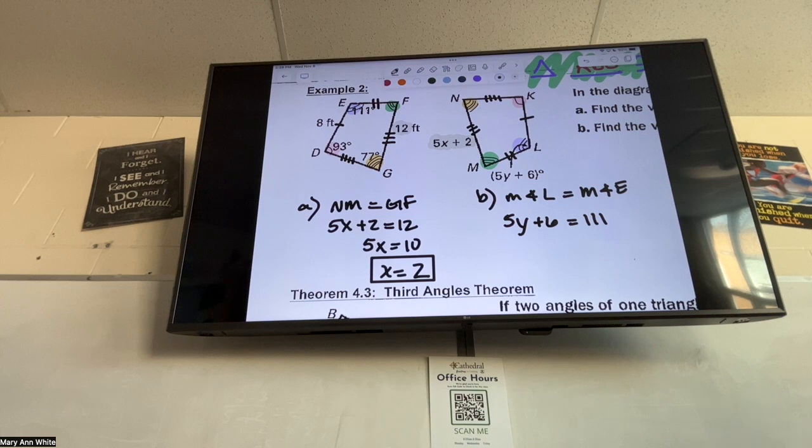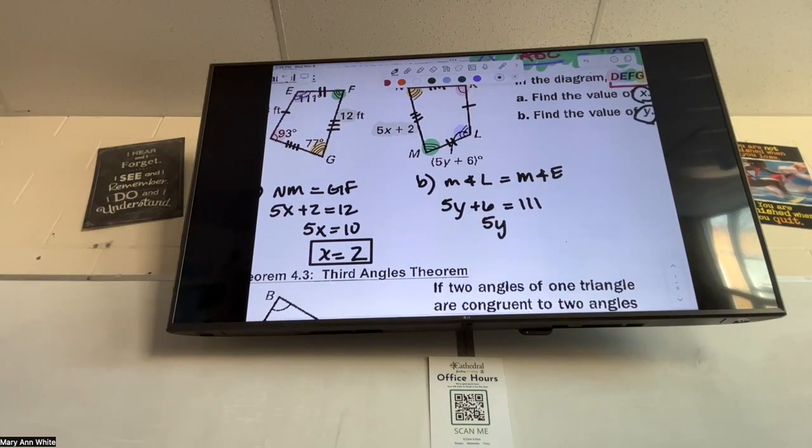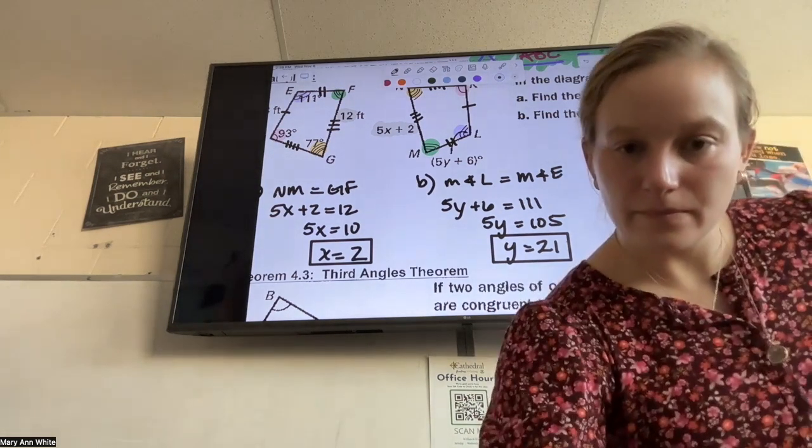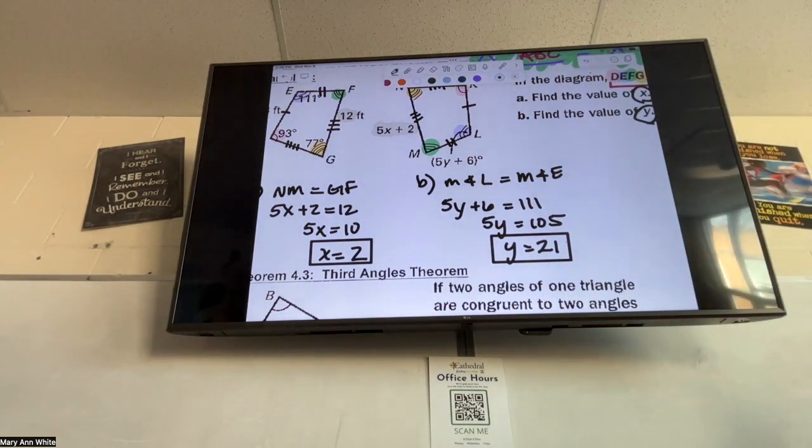Am I moving too fast, or is everybody with me? Everyone's doing okay? Okay. Minus that 6 from both sides, and I get 105, and I divide by 5, and I get 21. Okay, we doing okay so far? All right, let's keep going.